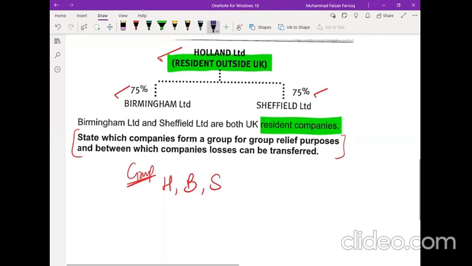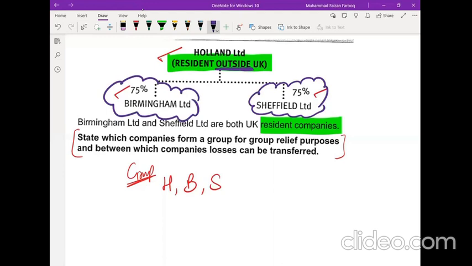Now, what is the difference if a non-UK resident company is part of a group? I am telling you very carefully, mark my words. If Sheffield has a loss, or if Birmingham has a loss, these both are UK residents, right? So they can share their losses among each other, right or wrong? Right. But Holland is the red zone. Why is it the red zone? Because it's a non-UK resident. So the loss cannot be shared. Sheffield can share its loss to Birmingham, and Birmingham can share its losses to Sheffield, but they cannot share their losses to Holland, and Holland cannot share its losses to them, because Holland is outside the UK.